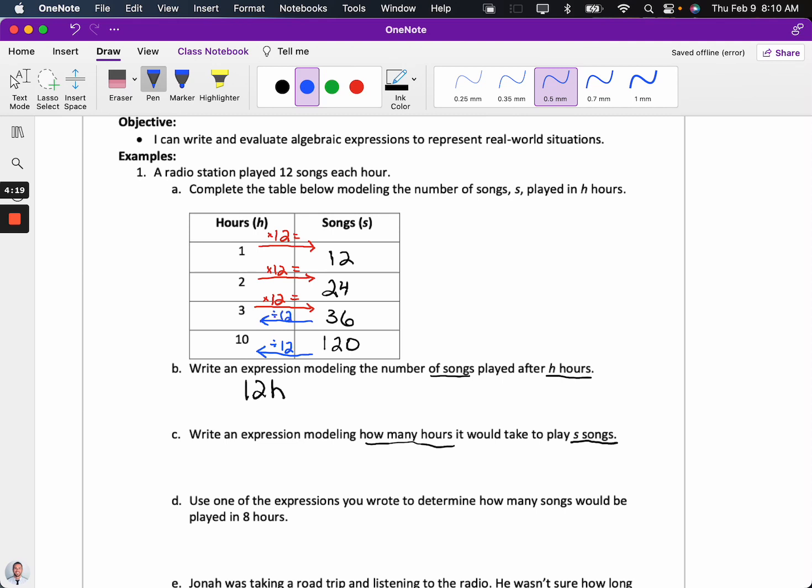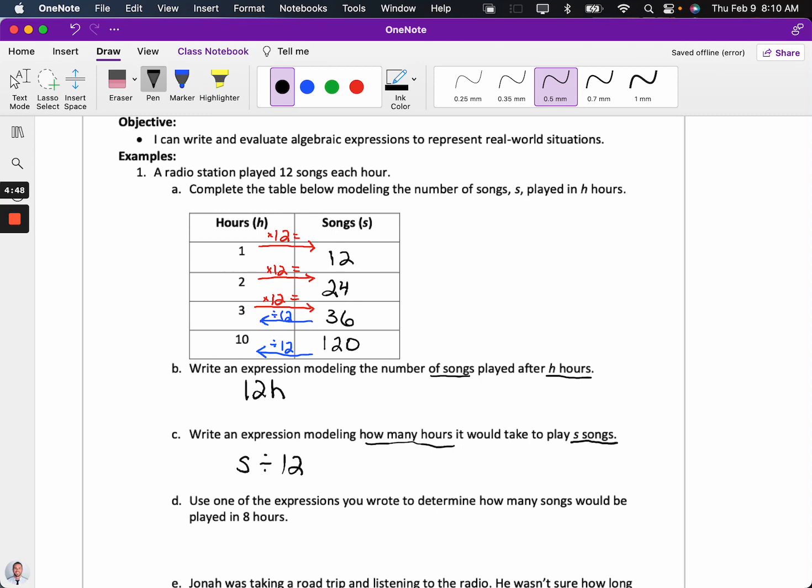to hours. 12 divided by 12 is 1. 24 divided by 12 is 2. 36 divided by 12 is 3, right? So depending on which direction I'm going on the table, what I'm trying to do, the relationship there is either multiplication or division. So when I look at this, my expression is going to be, well, if I take the number of songs, S, and I divide that by 12, that's going to tell me the number of hours, right?